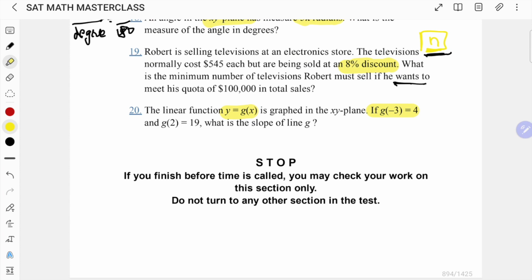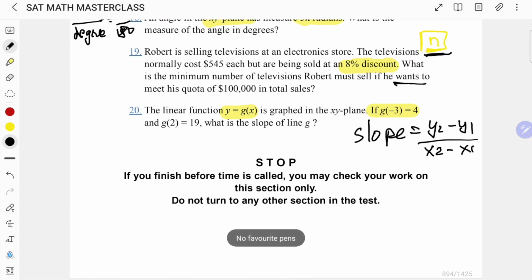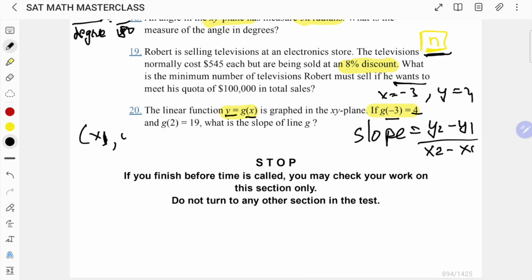Now, alright, let's start off by writing the formula of slope, which is y2 minus y1 divided by x2 minus x1. So we know the first x1 and y1 will be, because remember, y equals g of x. In the first part, x is minus 3 and we get the value as 4. So y equals 4. So we know that x1 equals minus 3, y1 equals 4.